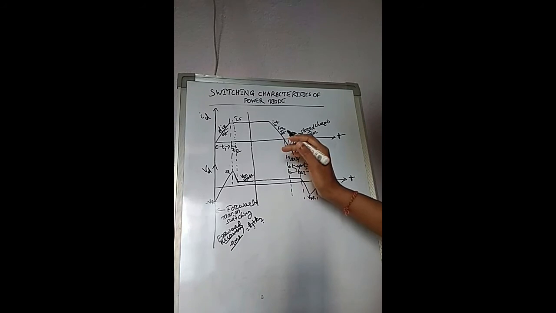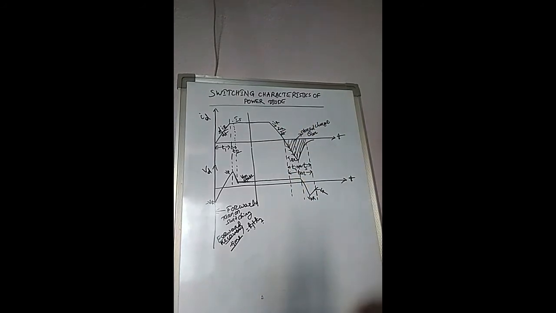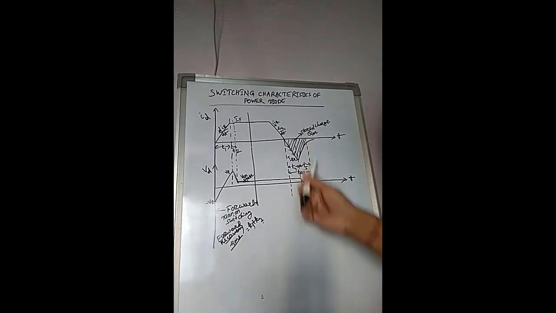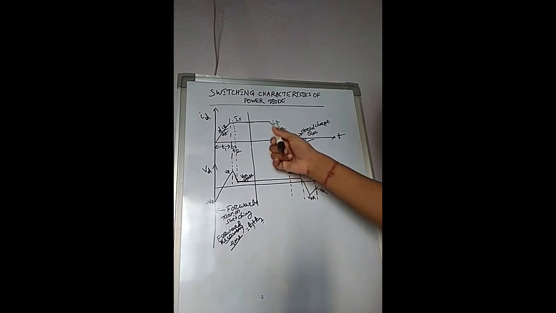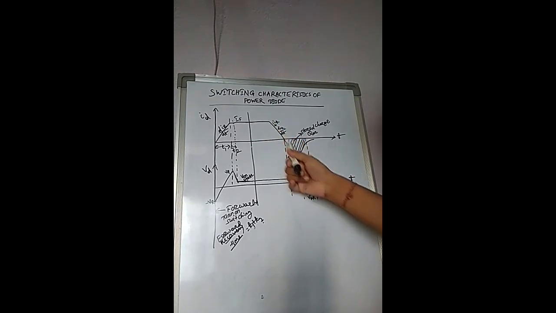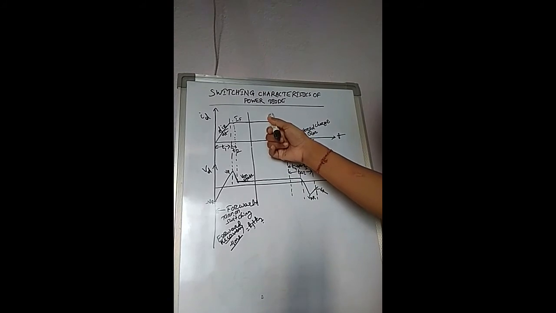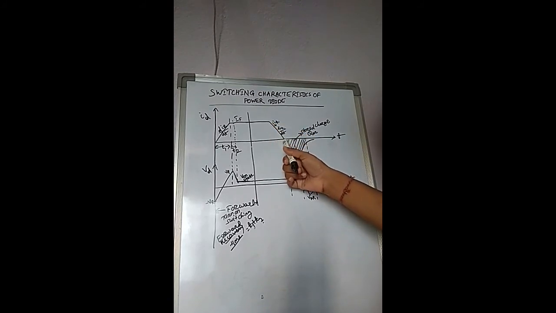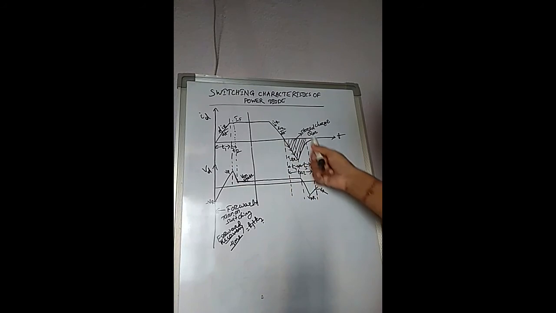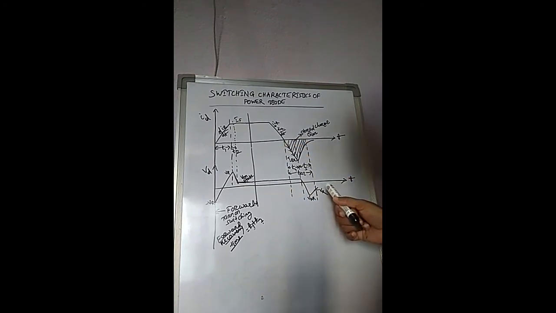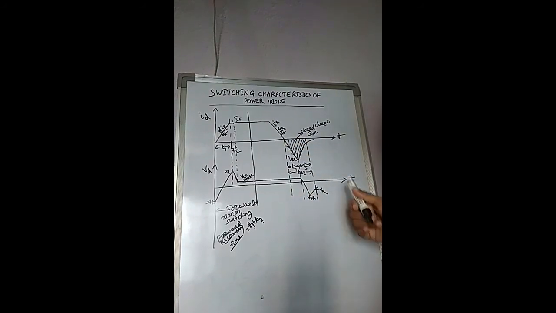So after we remove the forward voltage from the diode, the current first starts to decay to zero. After the forward diode current decays to zero, the diode continues to conduct in the reverse direction because of the presence of stored charge in the two layers. The reverse current flows for a time called reverse recovery time.